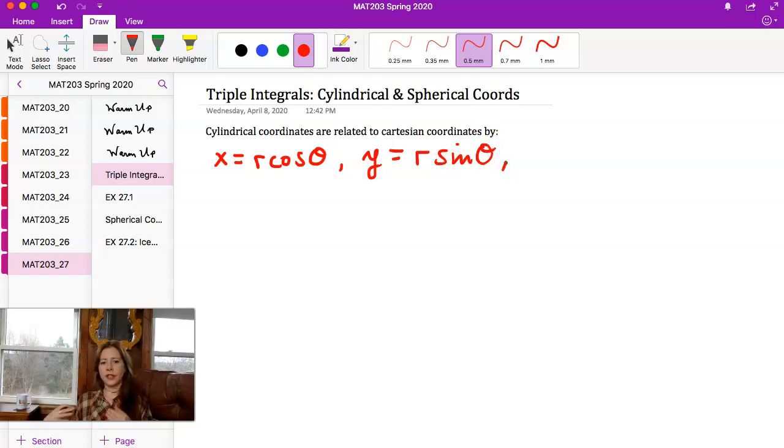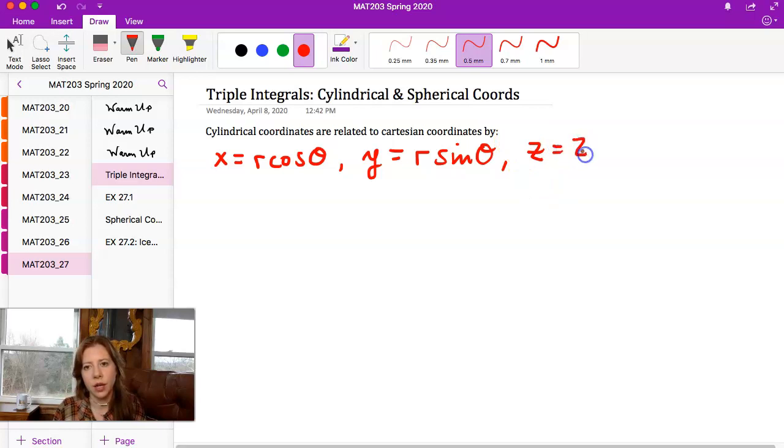So thinking about a cylinder, right? The cross section of a cylinder is just a circle. So that's very similar to polar. But then we have this z component. And in cylindrical coordinates, z is just going to be equal to z. So then z is z. There's no conversion necessary there. So we could have evaluated our integral in the warm-up using cylindrical coordinates as well.